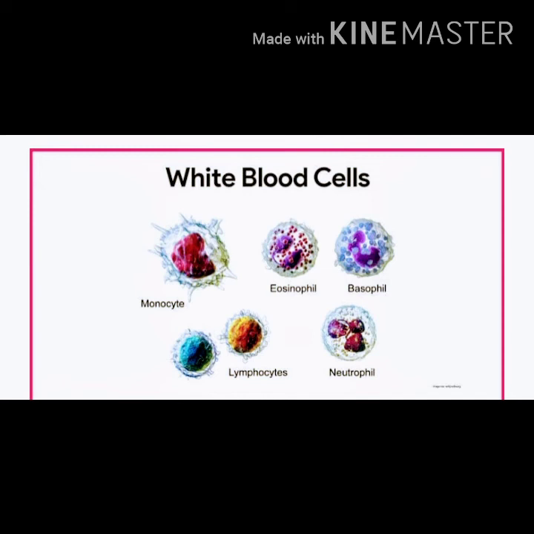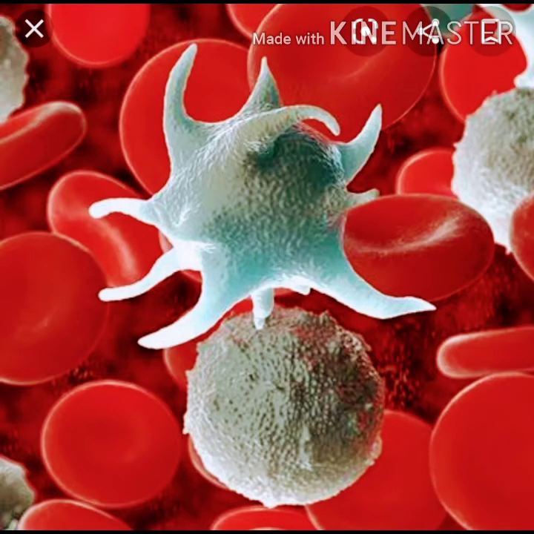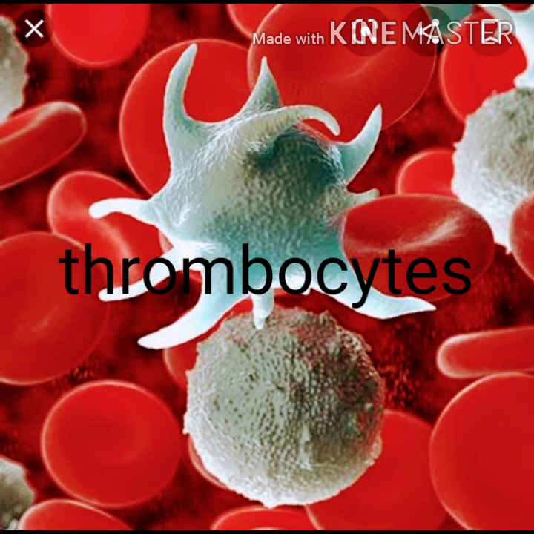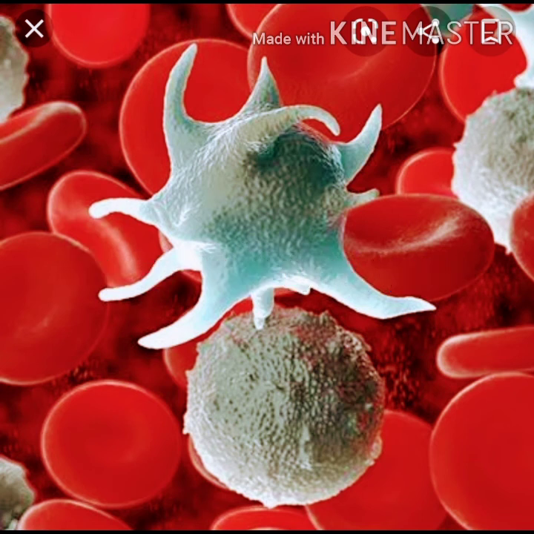Then the third one is the platelets, blood platelets, also known as the thrombocytes. These are irregularly shaped small fragments without nucleus. These are also colorless. The main function of thrombocytes or platelets is to help in clotting of blood. We know that if there is any small injury or wound in our body, the blood may start to come out. There will be leakage of blood.